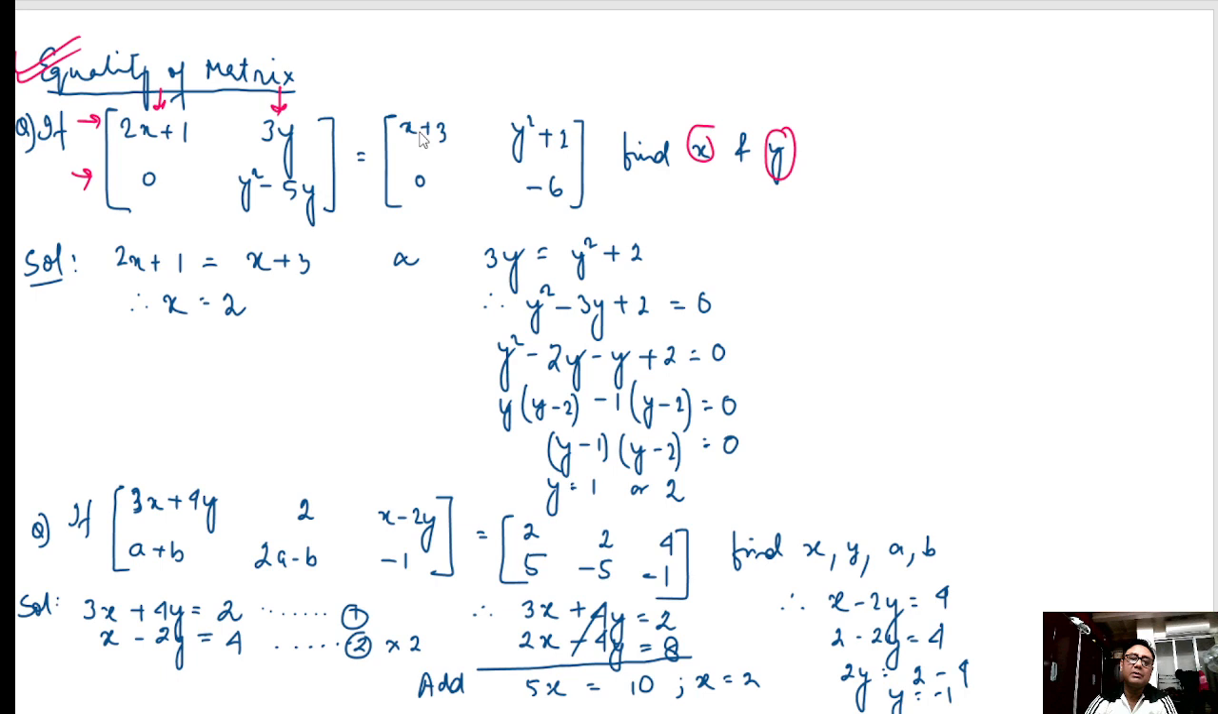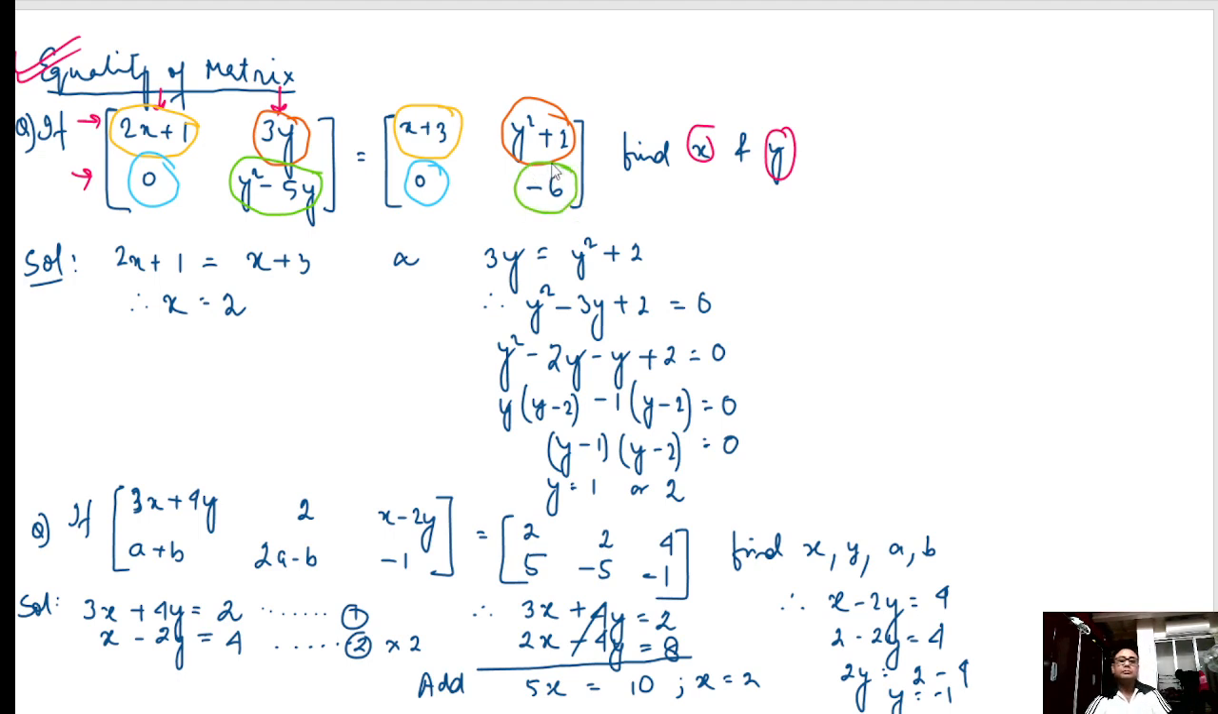Now since these two matrices are the same, we can tell this element should be equal to this element. The positional elements will be the same. Similarly, we can tell this element should be equal to this element, and this element should be equal to this element, because it is an equal matrix.